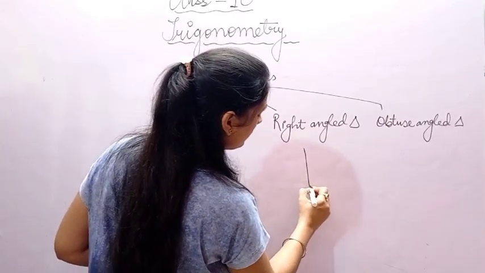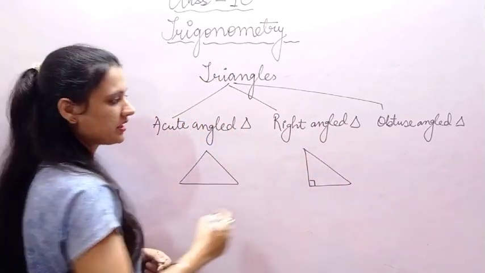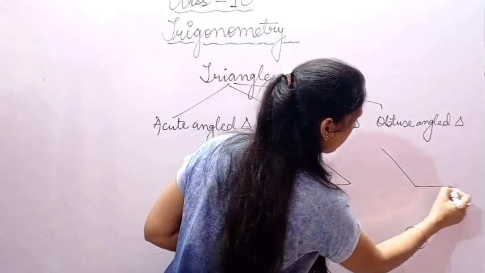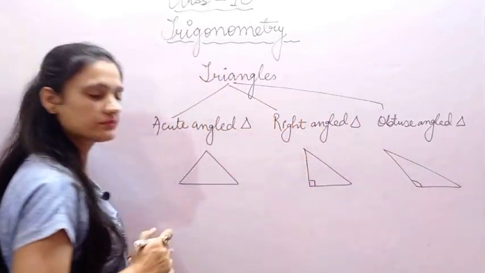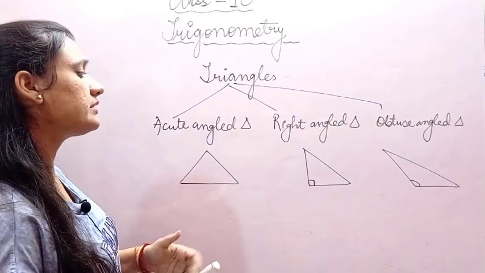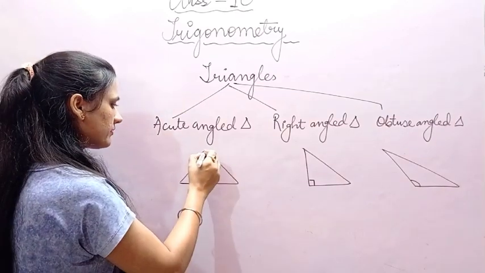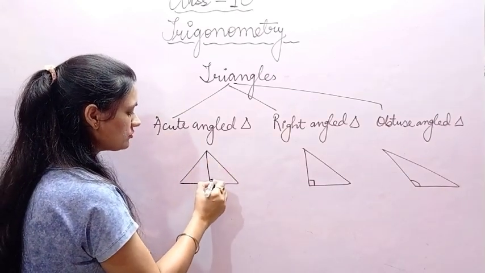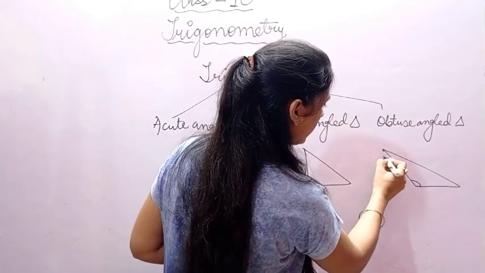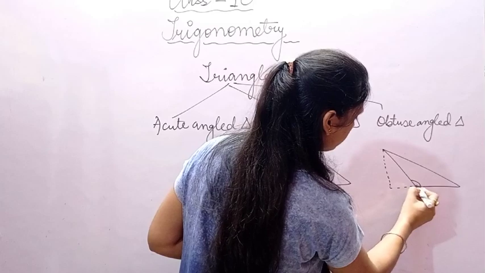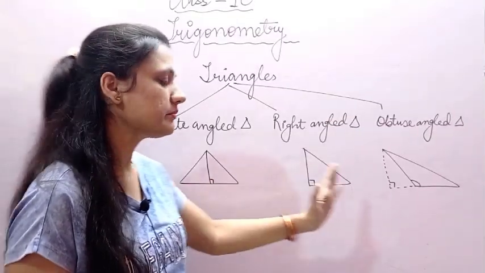Right angle, where one angle is of 90 degree measurement, and obtuse angle, where one of the angles is greater than 90 degree, right? Now, it's not that it is applicable to right angle triangle only. Can I divide this acute angle triangle into two right angles? This is already a right angle, and obtuse angle can also be converted to right angle triangle. So it is applicable to all three.